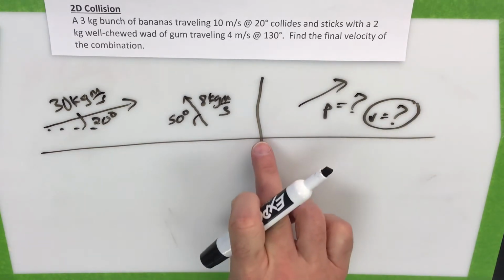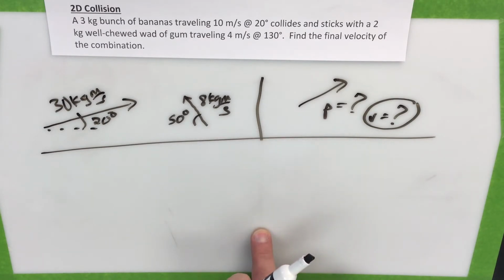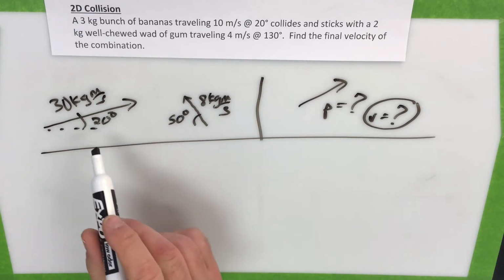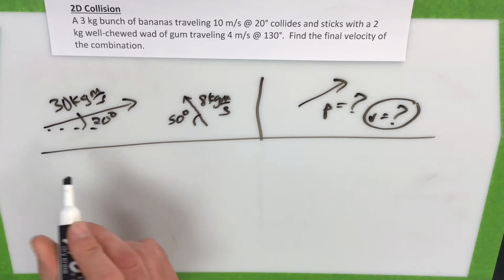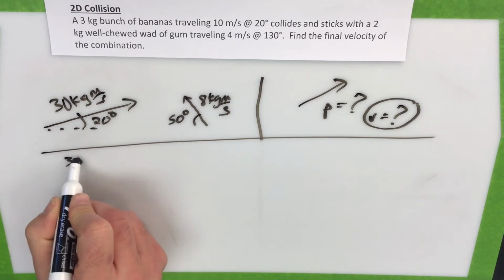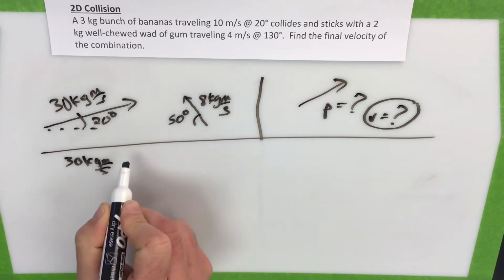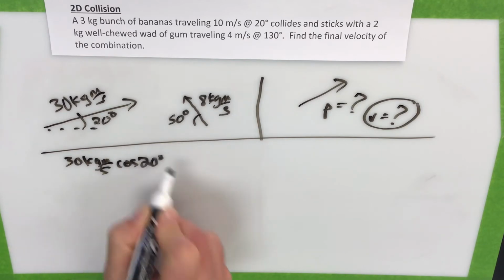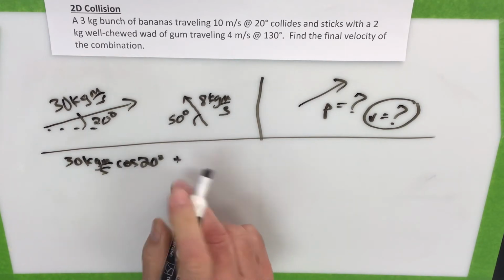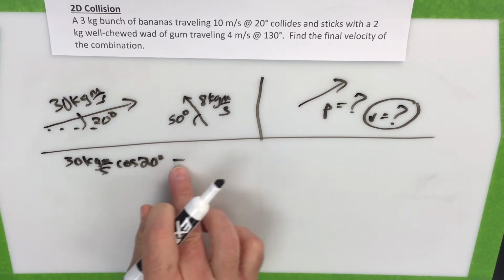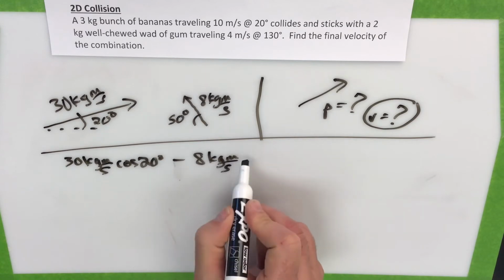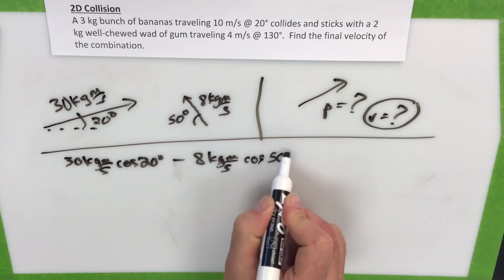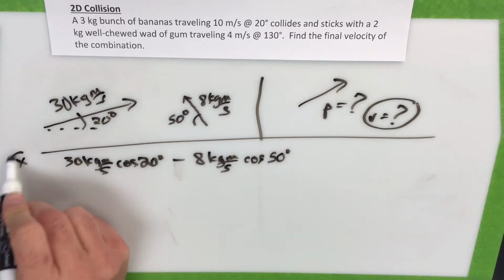Now the algebraic method, let me get rid of this thing. The algebraic method would take 30 kilogram meters per second. Here's the x and the y. 30 kilogram meters per second cosine 20 degrees plus minus, because it's opposite, it's going to be negative, 8 kilogram meters per second cosine 50 degrees. That is the x direction.